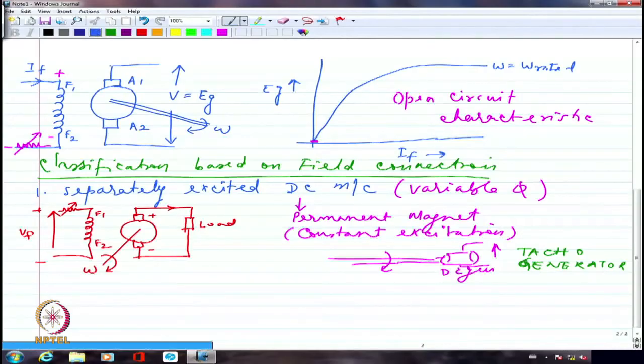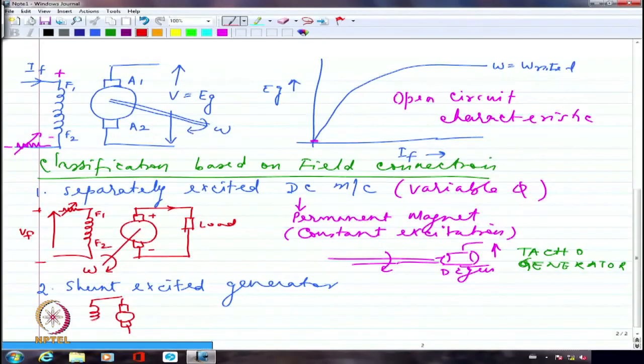The second type of connection I may have is called shunt excited generator or shunt excited DC machine. Shunt excited means I'm going to have actually the DC armature is connected in parallel with the field, right? And I'm going to have probably the load connected here if I am talking about a generator.